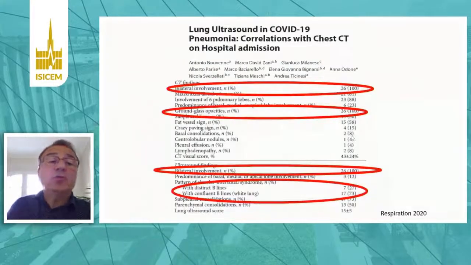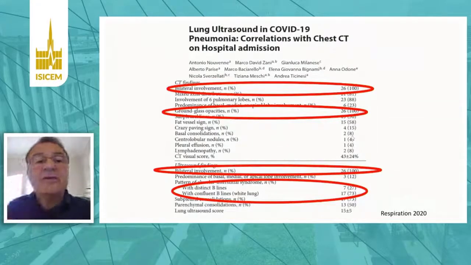And now, if you look at this study assessing the CT scan findings, you see that in 100% of cases, they found a bilateral involvement, and in 100% of cases, they found a ground glass opacity, which gives B lines on the ultrasound.